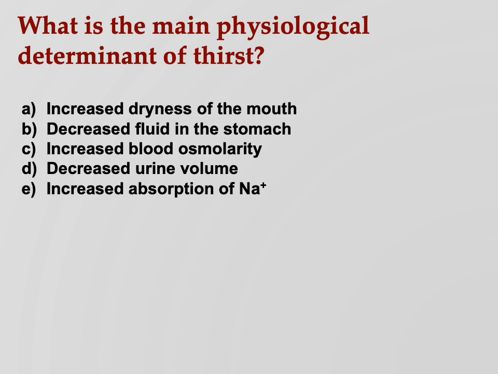So what is the main physiological determinant of thirst? Is it increased dryness of the mouth, decreased fluid in the stomach, increased blood osmolarity, decreased urine volume, or increased absorption of sodium? Pause the video, figure out the answer, take a look. Yeah, remember, hypothalamus doesn't have a dipstick, all right? So it looks at osmolarity, looks at the proportion of solutes in the fluid. If osmolarity is going up, that means we're getting dehydrated.